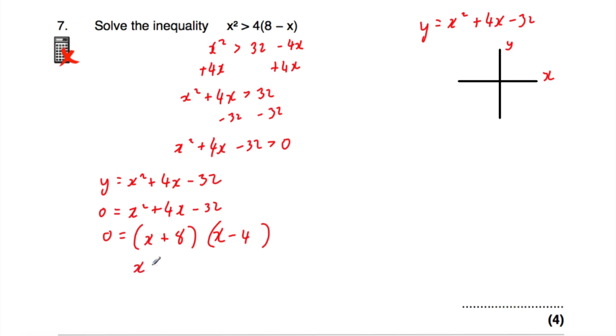So that means that either x is equal to minus 8 or x is equal to 4. So we've got our two values of x. That's where it crosses the x-axis. So the quadratic is going to cross the x-axis at minus 8 and 4. So minus 8 there and 4 there.